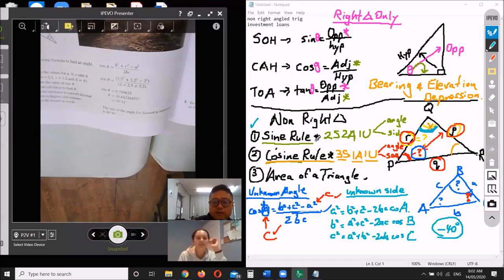So if it's sine, you have to minus from 180. And if it's the cosine and you get a negative number, you've got to add 180 to get that. And so it's just depending on the triangle that they give you and the question.